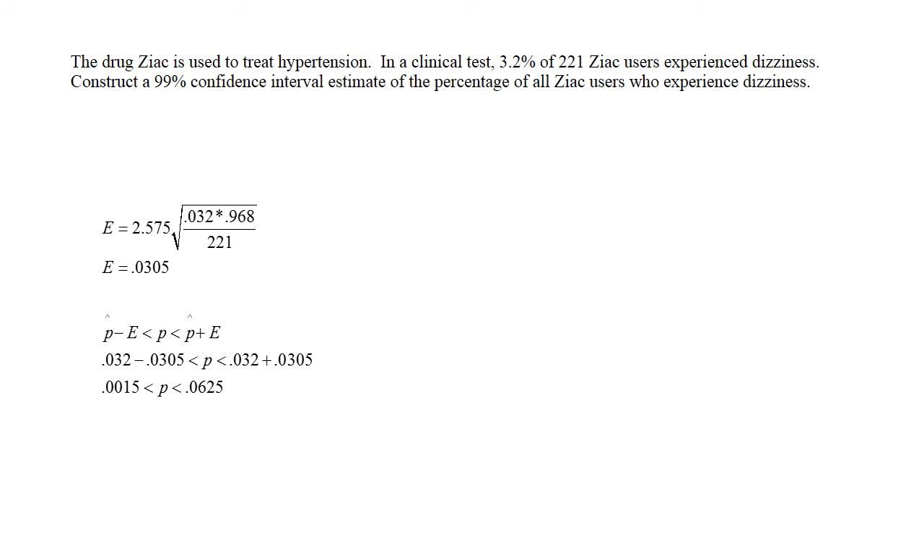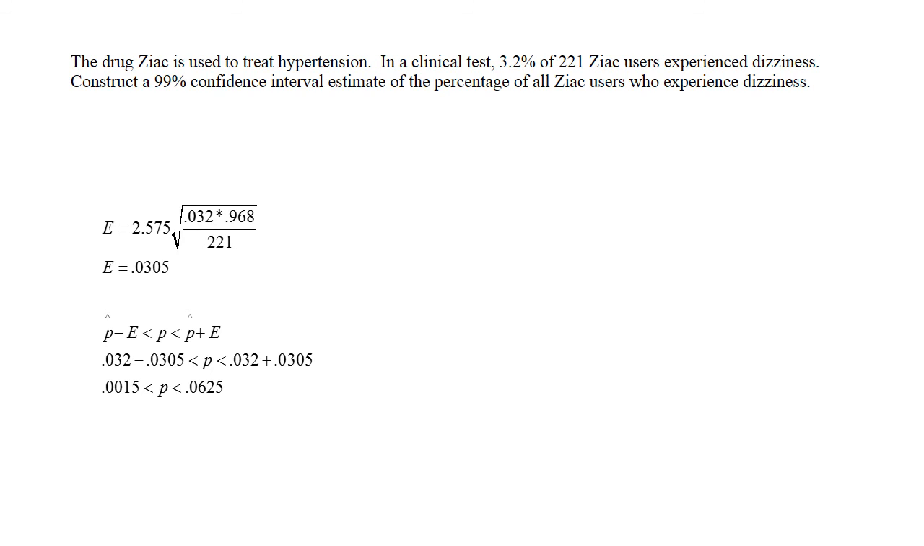Question number 4 states, the drug Ziac is used to treat hypertension. In a clinical test, 3.2% of 221 Ziac users experienced dizziness. Construct a 99% confidence interval estimate of the percentage of all Ziac users who experience dizziness. First, find E, the margin of error. E equals 2.575 times the square root. P hat is 0.032 times q hat, which is 0.968, divided by 221.